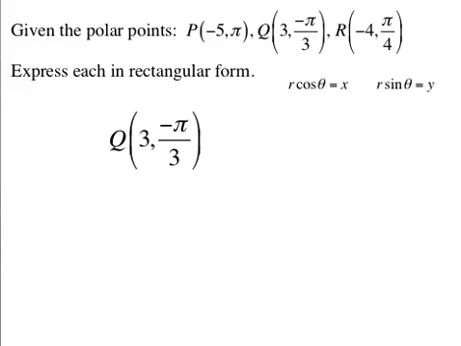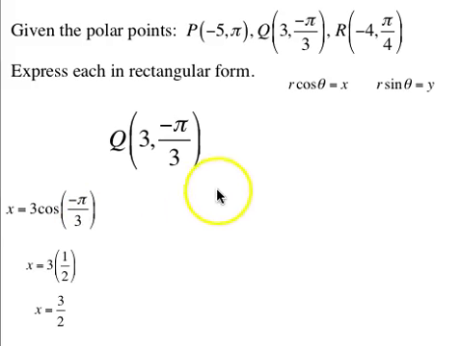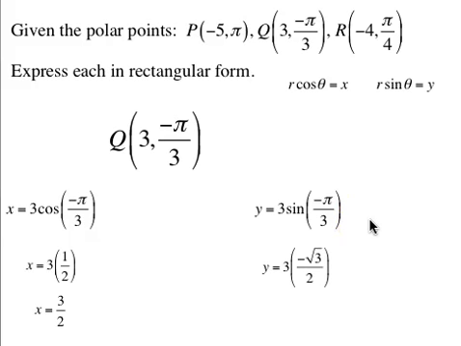Next we have Q. It tells us r is 3 and theta is negative pi over 3, and we still use these same conversions. So x will be r, 3 cos theta, cos negative pi over 3. Cos negative pi over 3 is the same as cos pi over 3, which is a half. So we get 3 times a half, x is 3 halves. y is r times the sine of theta, 3 times the sine of negative pi over 3. The sine of negative pi over 3 is the negative of the sine of pi over 3. So that's negative root 3 over 2. 3 times negative root 3 over 2 is negative 3 root 3 over 2.